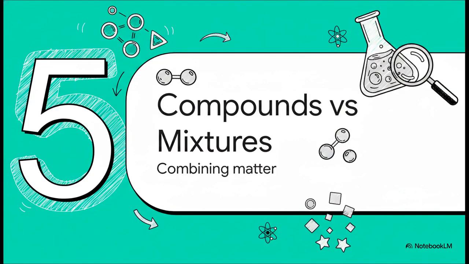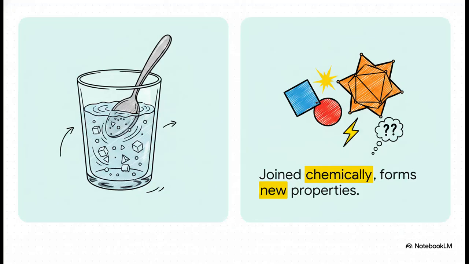Finally, Section 5, Compounds versus Mixtures. This is all about combining matter. Just like with physical and chemical changes, the specific way things combine completely dictates their final form. When substances combine physically, they make a mixture. Stir some salts into water, you get salty water. The mixture keeps the properties of the individual substances and you can still separate them out.